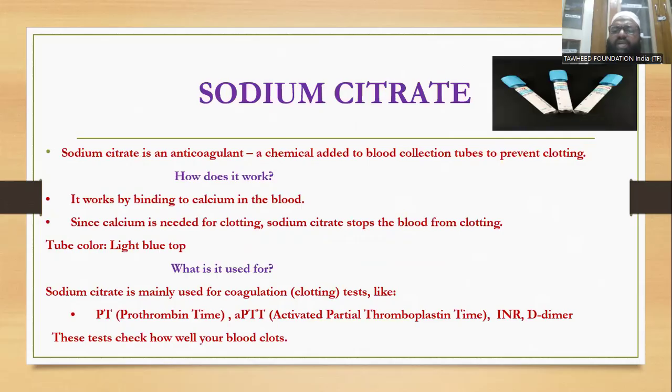So one more anticoagulant, that is sodium citrate. Sodium citrate is an anticoagulant, a chemical added to blood collection tubes to prevent clotting. How does it work? It works by binding to calcium in blood, since calcium is needed for clotting. Again, same function as EDTA. But these two anticoagulants are different. One is EDTA, ethylene diamine tetraacetic acid, and one is sodium citrate. Tube color will be light blue top.